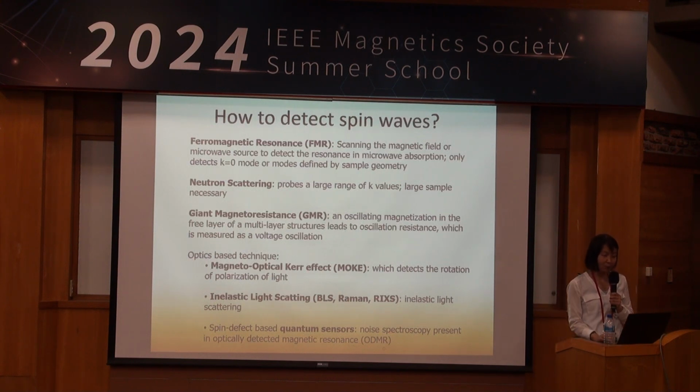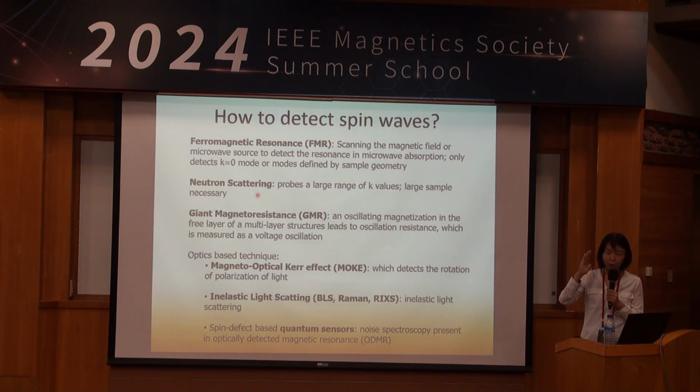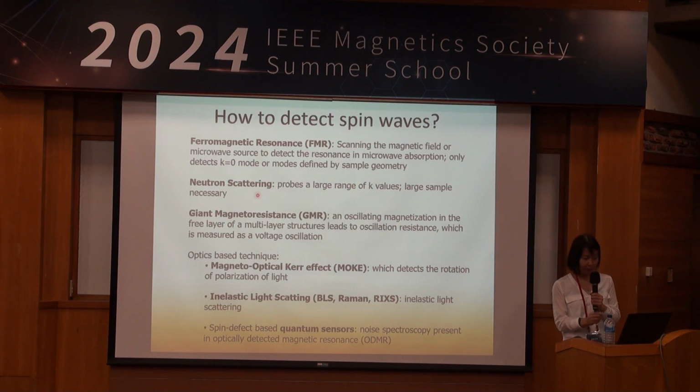So for most of you, maybe the most familiar technique is FMR. What's an FMR mode? You characterize a lot of thin films using FMR. FMR is actually a k equals 0 precession mode. So the wavelength is indefinite. Every spin has the same phase and same orientation. And the modes can be varied by the sample geometry. Another technique is neutron scattering. Neutron scattering is often used to characterize magnon dispersion over the entire Brillouin zone. But the downside of neutron scattering is that the interaction strength is very weak. You actually need to grow large amounts of single crystal to do a neutron scattering experiment.